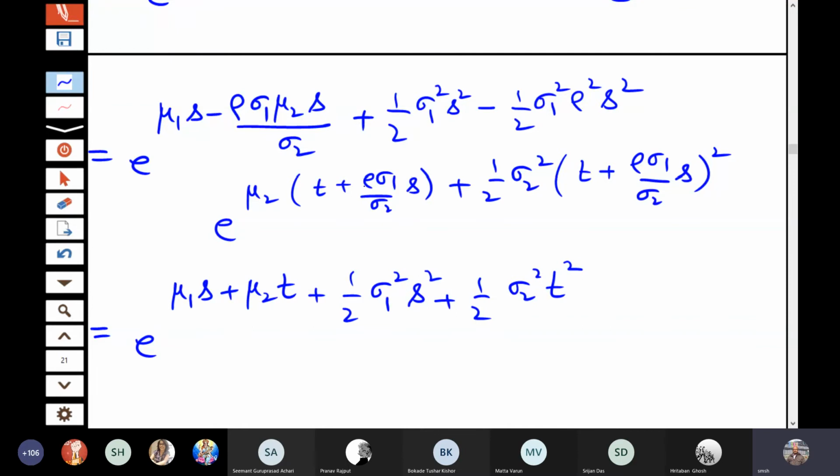This mu 2 into rho sigma 1 by sigma 2 s gets cancelled out with this term here. Similarly, this term, rho square sigma 1 square s square by half, cancels out with this term here. And then we are left with one cross product term, that will give me rho sigma 1 sigma 2 s t. So this is the moment generating function of the bivariate normal distribution.